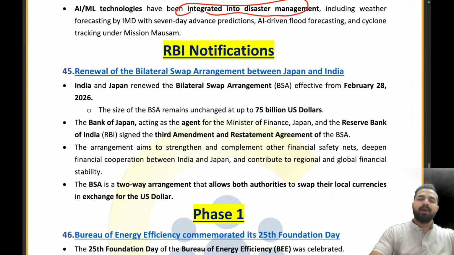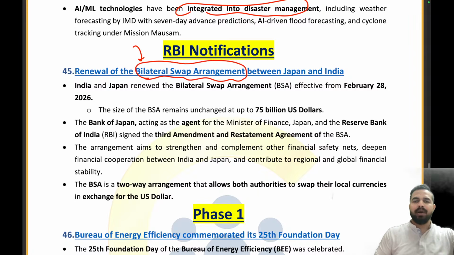Now let's move on to the next article. And the next article is on the renewal of the bilateral swap arrangement between Japan and India.